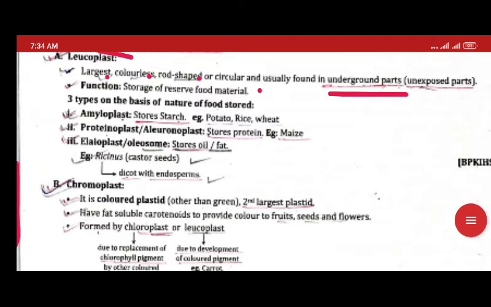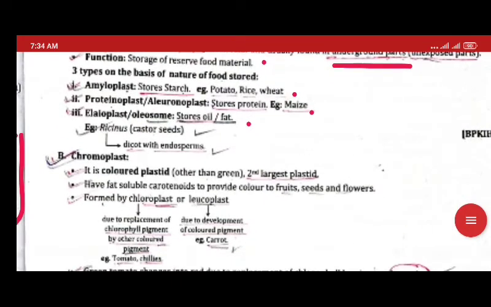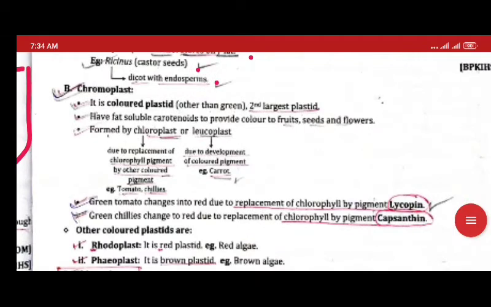Now three types on the basis of nature of food stored. We have amyloplast, which stores starch, like in rice, potato, wheat. Now proteinoplast, also called aleuroplast, stores protein, an example is maize. Now elaioplast, also called oleosomes, stores oil or fat. An example is Ricinus, that is castor seed. Ricinus is a dicot with endosperm.